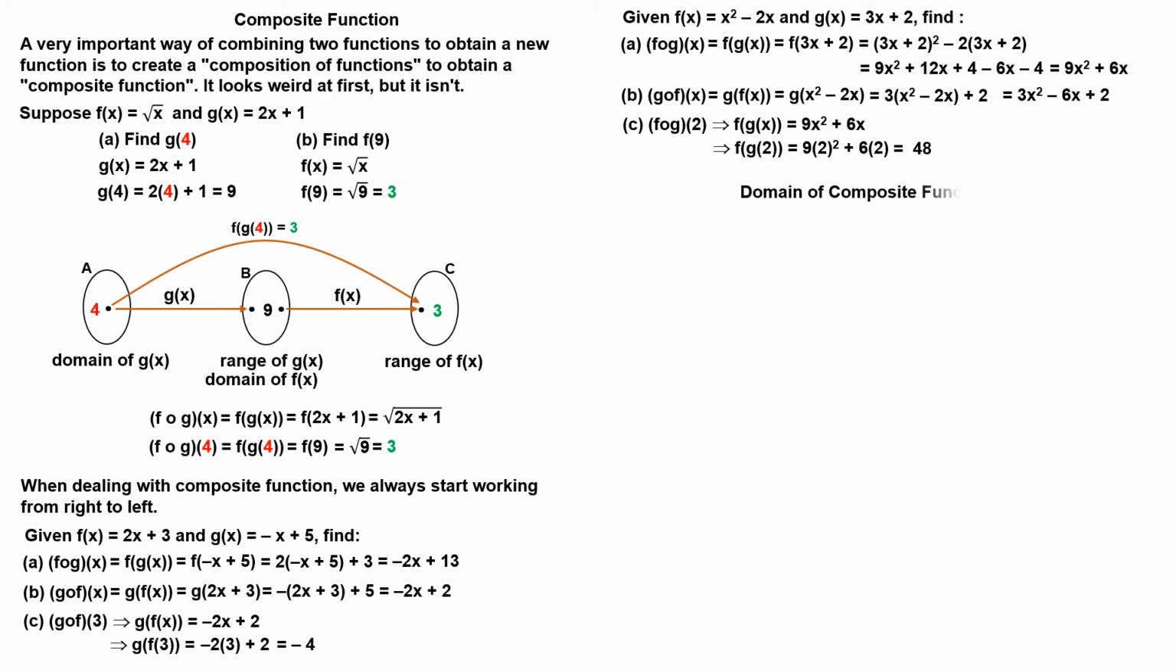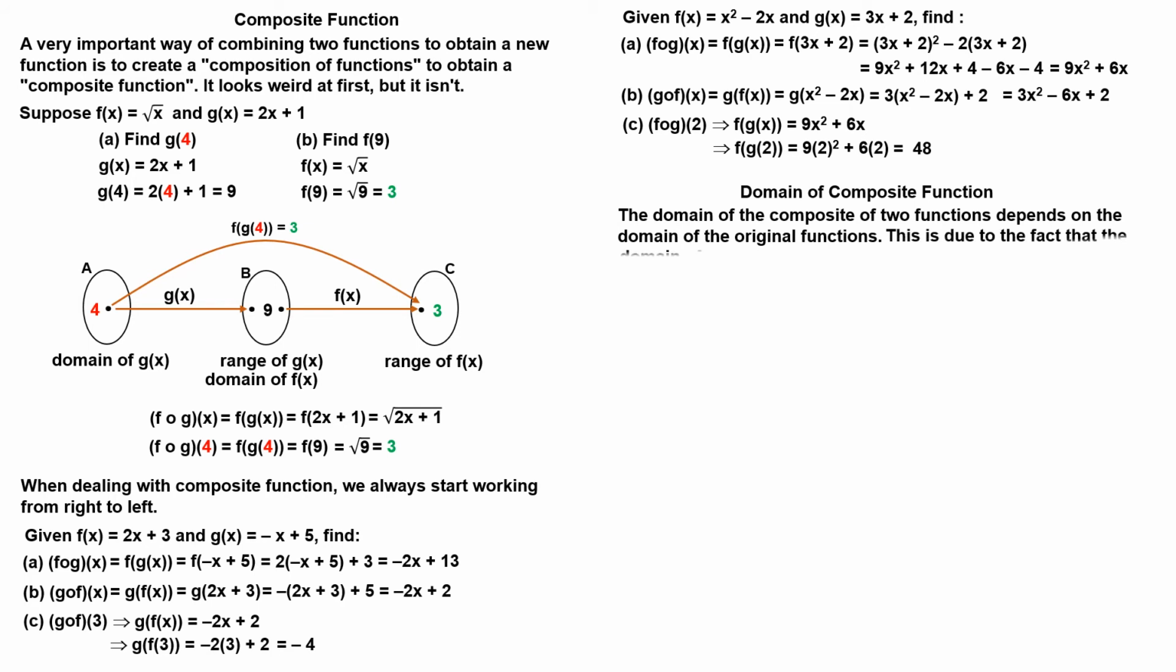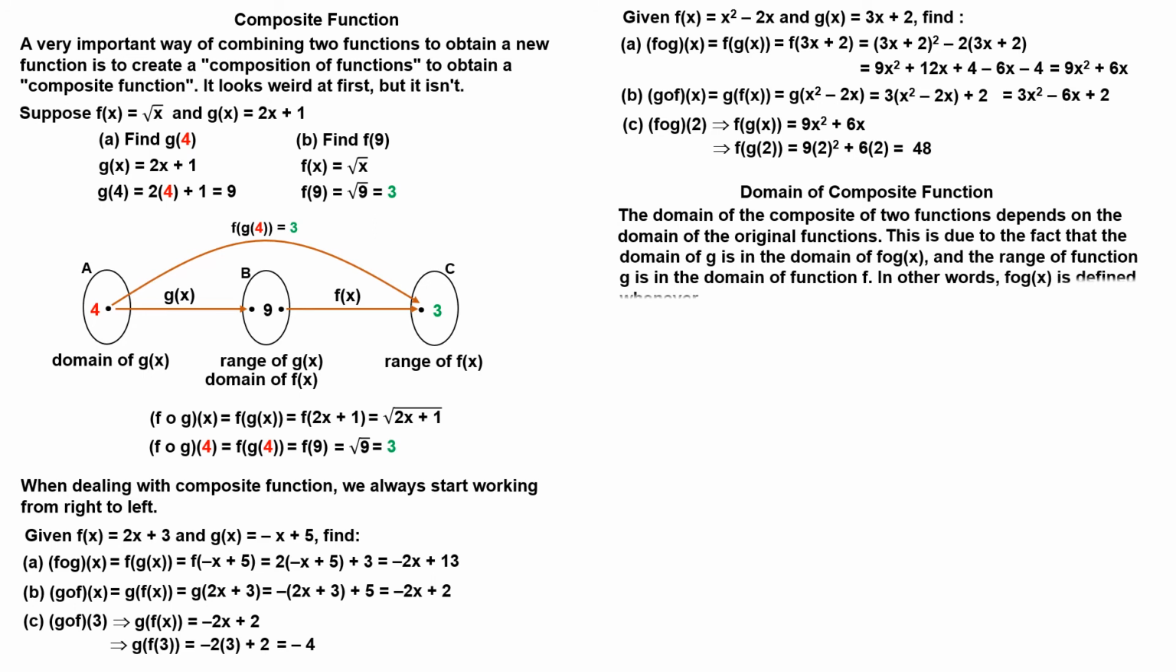Domain of composite function. The domain of the composite of two functions depends on the domain of the original functions. This is due to the fact that the domain of g is in the domain of f composed with g, and the range of function g is in the domain of function f. In other words, f composed with g is defined whenever g and f are defined. Let's see how it works.